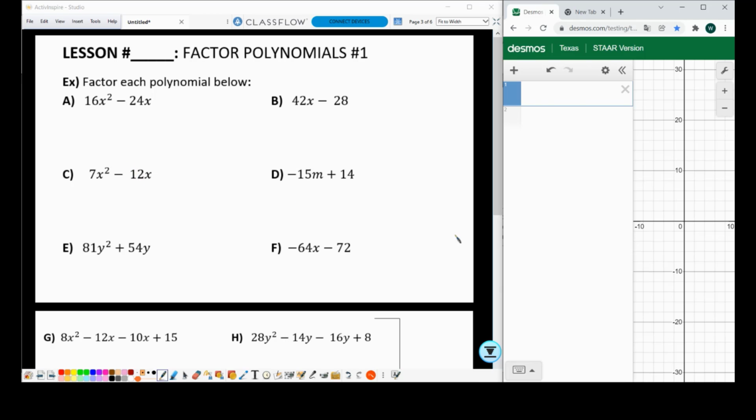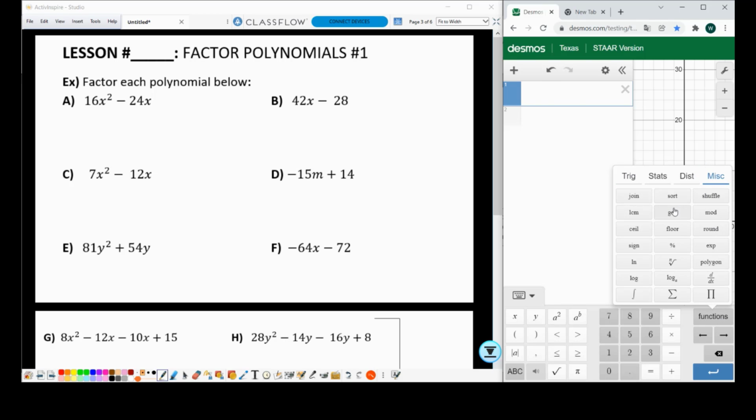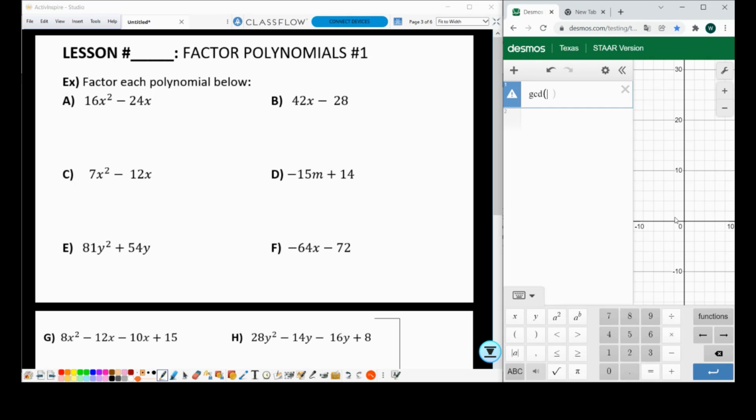If you cannot think of that number, you can ask your calculator to help you by opening a calculator, clicking on the keyboard, clicking on functions, and then clicking on miscellaneous. And under miscellaneous, you're going to find the function GCD, which stands for greatest common divisor. And then you're going to write the numbers 16 and 24. Do not worry about the negative. So here, I'm just going to write 16, comma, 24.